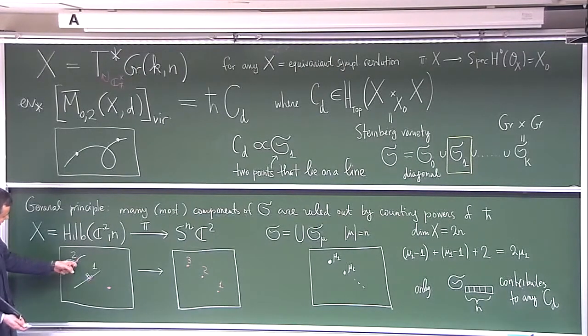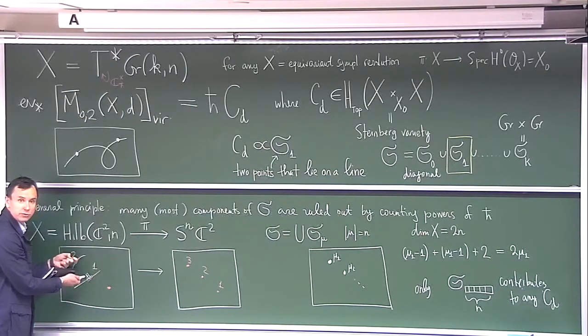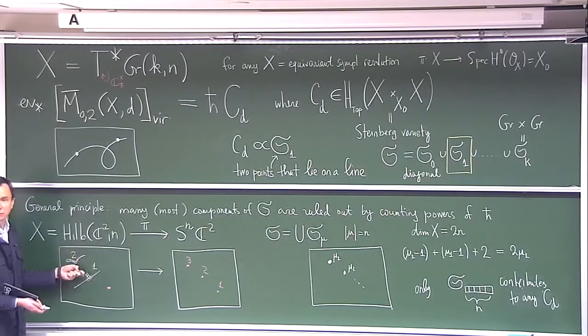Because there's no way this subscheme has of interacting with this subscheme. The Hilbert scheme is really a product of two smaller Hilbert schemes here. If you have more than one part, then you have two independent ways for them to interact.